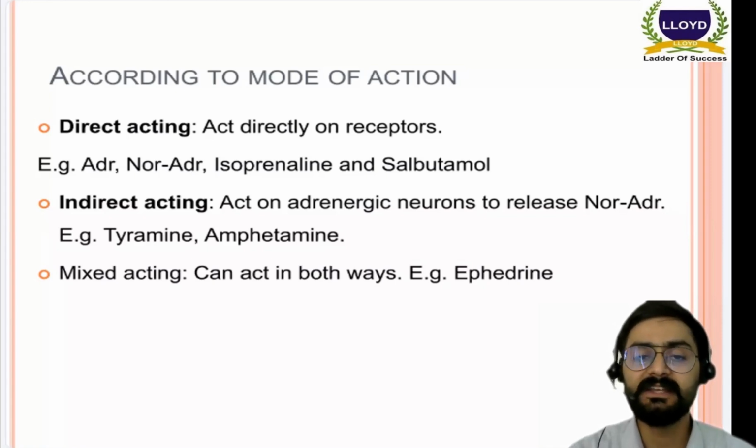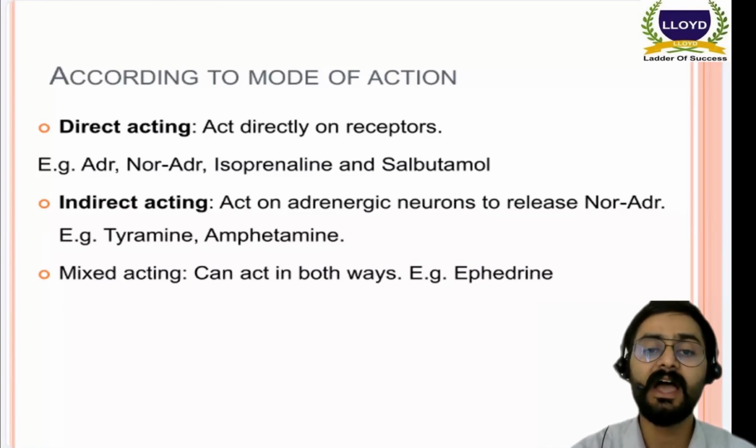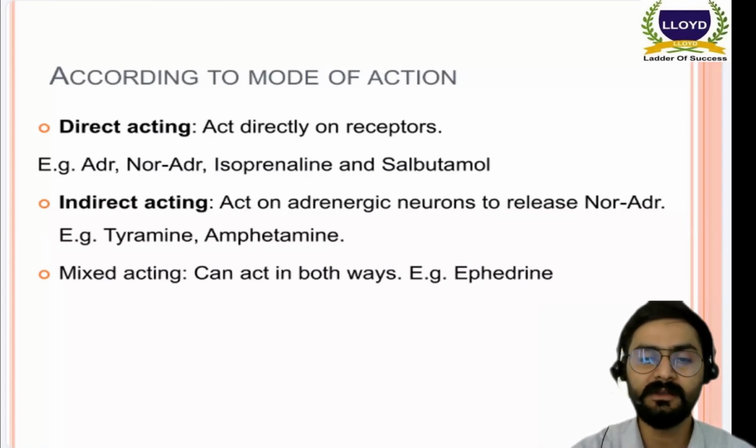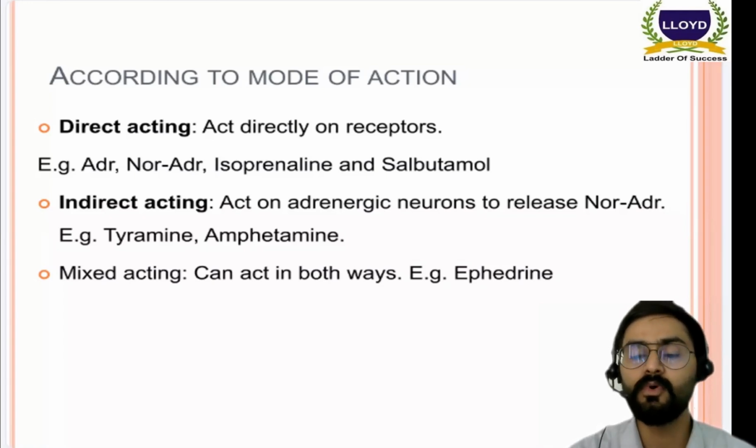These are the directly acting sympathomimetic drugs. These agents directly stimulate adrenergic receptors. Examples are adrenaline, noradrenaline, phenylephrine, and isoproterenol. Adrenaline stimulates both alpha and beta receptors, whereas noradrenaline primarily acts on alpha 1 and beta 1 receptors.